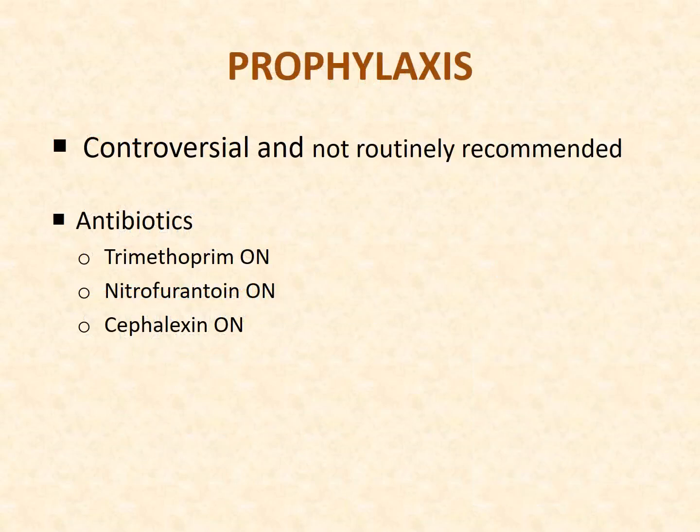The role of antibiotic prophylaxis to prevent recurrence of UTI in children is controversial and not routinely recommended. Its use may be considered in young children with genitourinary tract abnormalities and recurrent urinary tract infections. It is usually given once daily at night. The choice of antibiotics includes trimethoprim, nitrofurantoin, and cephalexin.